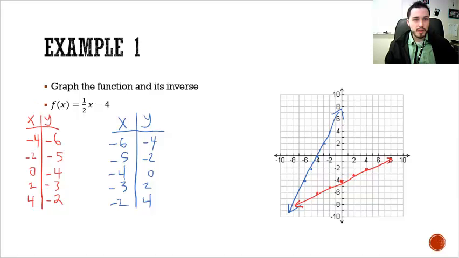One thing that is worth mentioning is that the inverse will always be a line of reflection across the line y equals x. So I just kind of very crudely drew in y equals x right there, the yellow line, and you can see that the blue line is a reflection of the red line across the yellow line. So if you just imagine a little diagonal line, y equals x right here, then the inverse is always the reflection across that line.